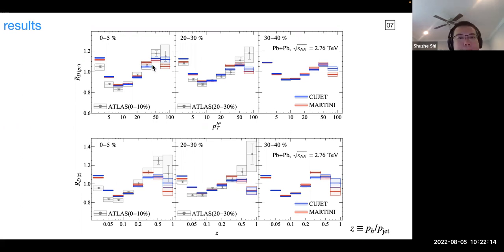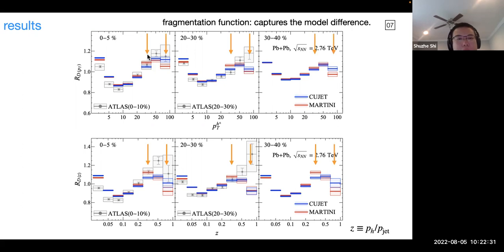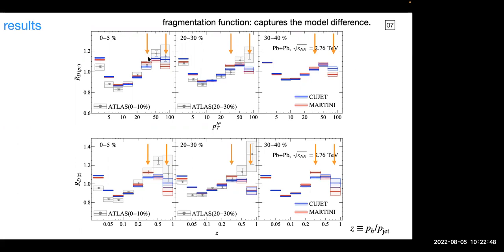Although this ratio requires high statistics, we already see some systematic trend when we compare these two models. Say, when we focus on this box and this box across different centralities, we can see Martini is systematically above CUJET for this third box from right to left.